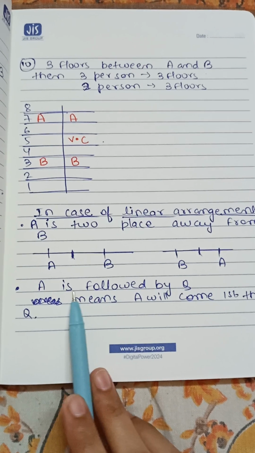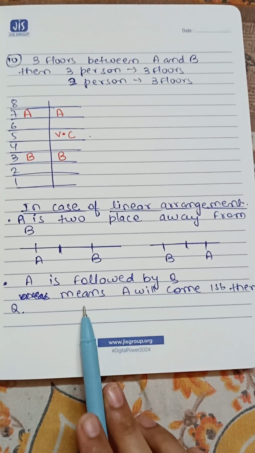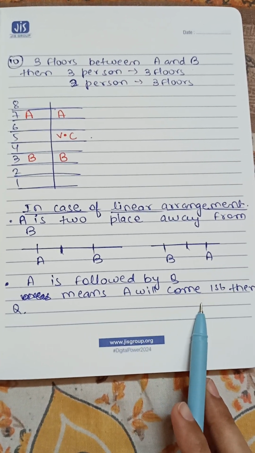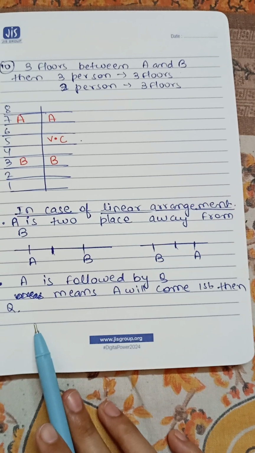Last one is A is followed by Q. It means that A will come first, then Q will come.